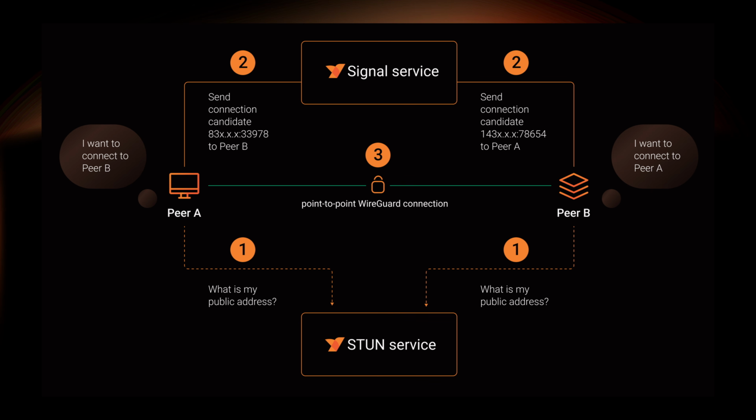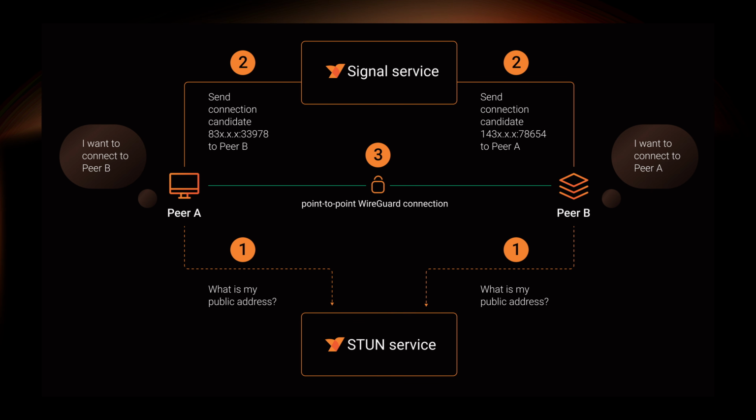So now the fun part, let's get into how these connections are actually established. There's two main things, and first is the signal service. This is critical for establishing direct peer-to-peer connections in NetBird, and its primary role is to facilitate the internal communication between peers and set up that WireGuard tunnel.